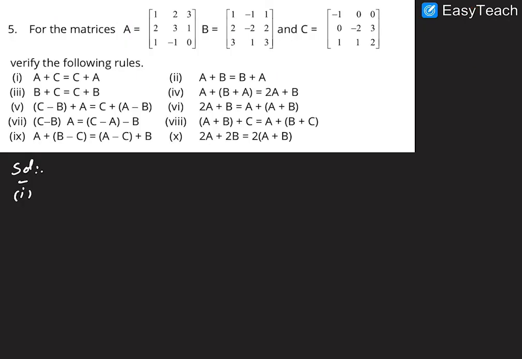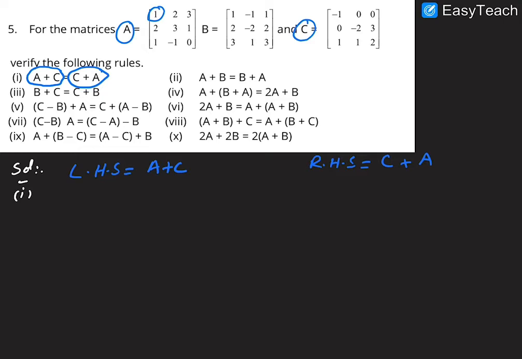Next is question number 5. Question number 5 says, for the matrices A, B and C, verify the following rules. So part 1, you can take the left hand side as A plus C, and here you can write the right hand side as C plus A. So first we need to find A plus C. Add A and C. This is A, this is C.